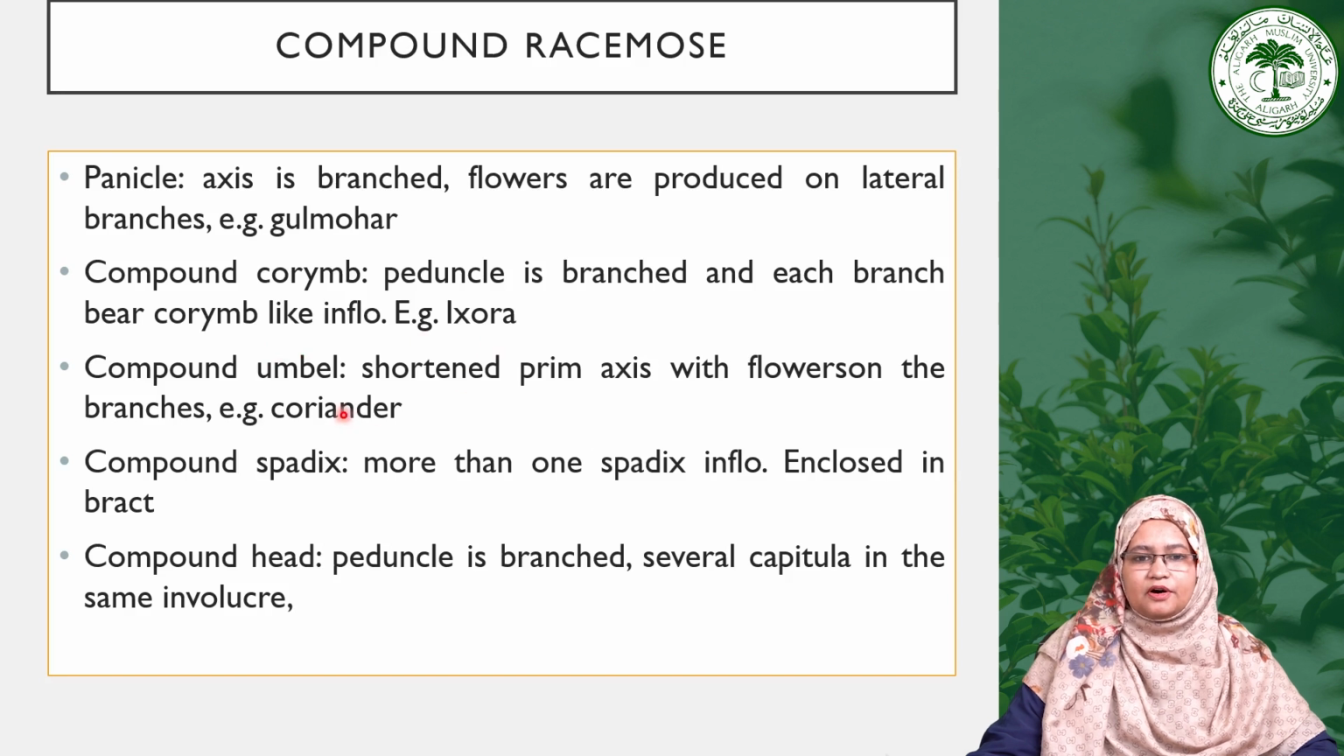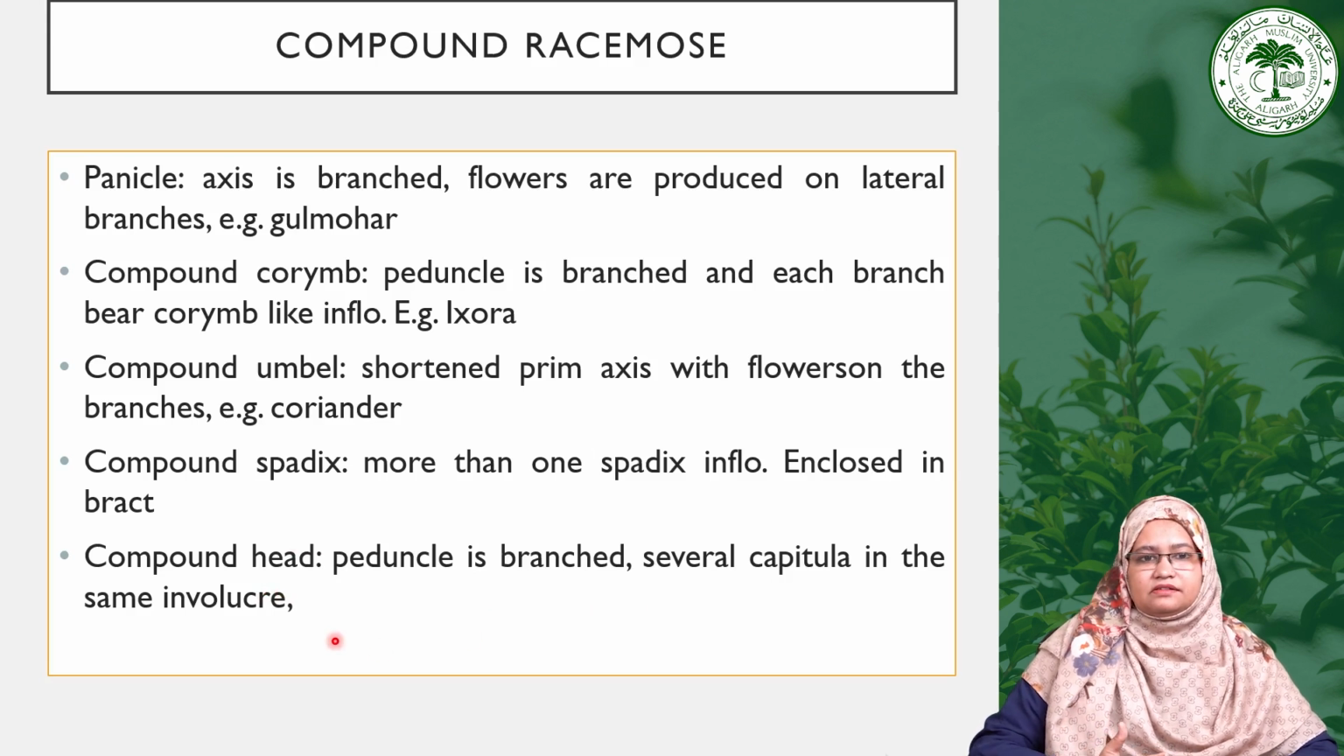Then in the case of compound umbel, the shortened primary axis bears flowers, and then the branches bear umbels, as in coriander. Then compound spadix, in which more than one spadix inflorescence is enclosed in a bract. Then in the case of compound head, the peduncle is branched and there are several capitula in the same involucre. So in each case a number of inflorescences are present in a group, that's why it is called the compound one.